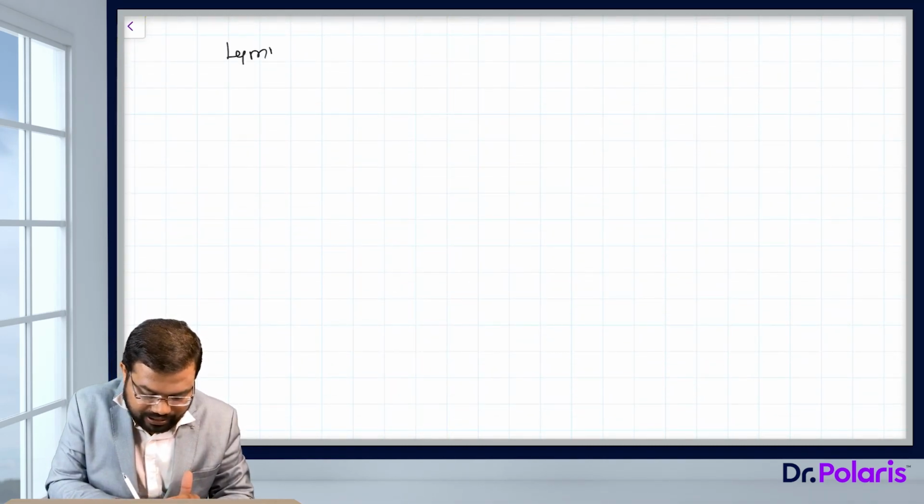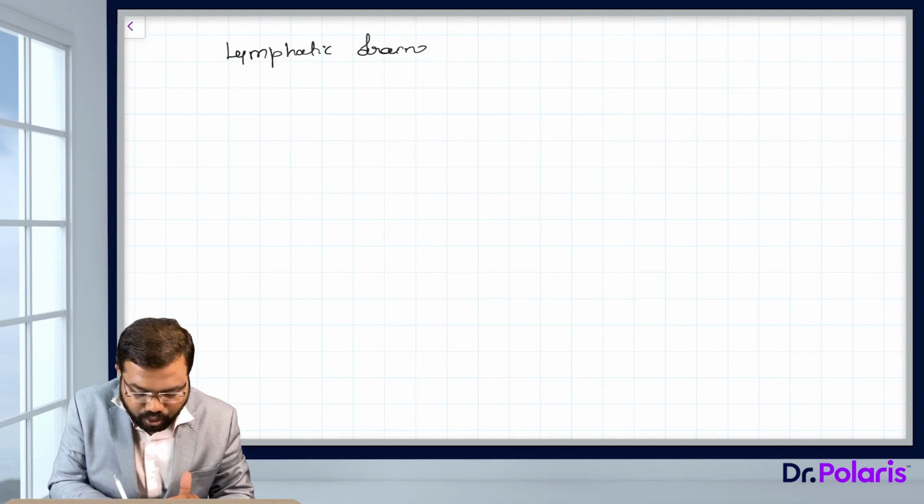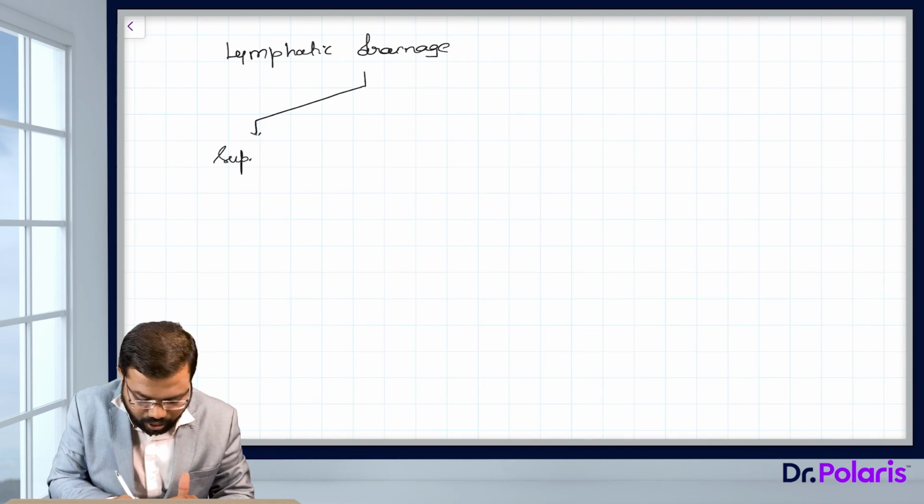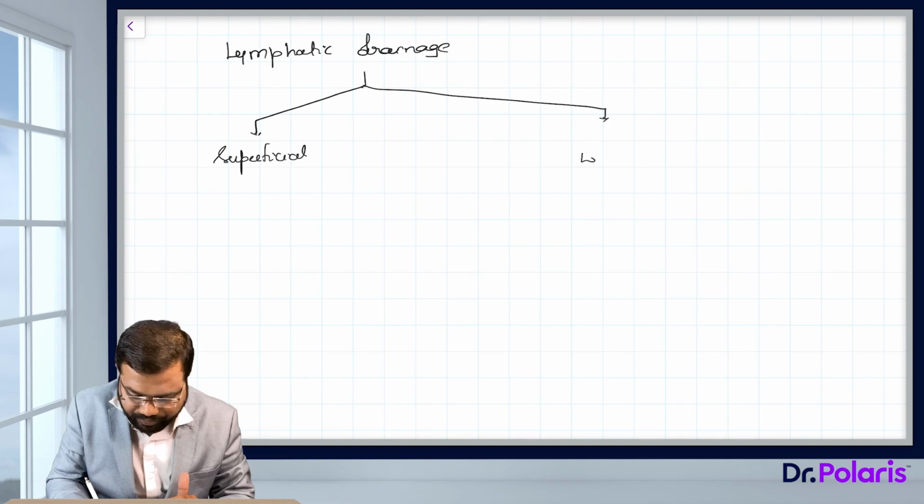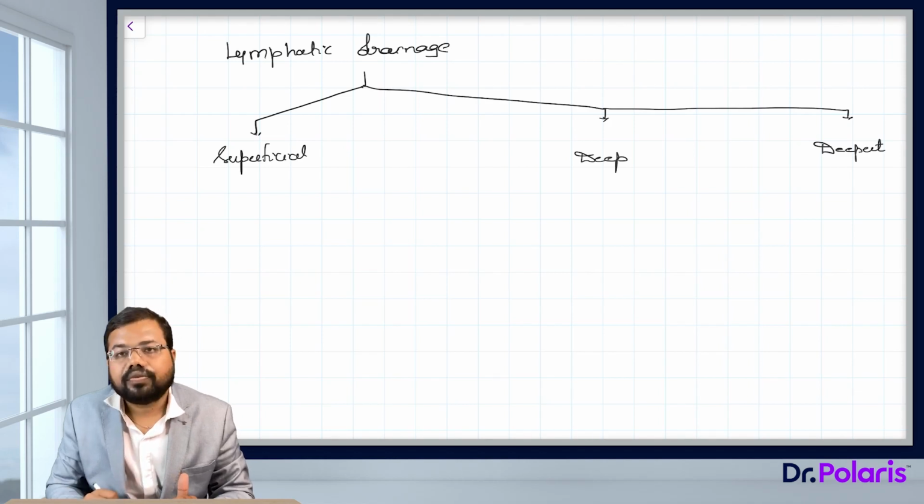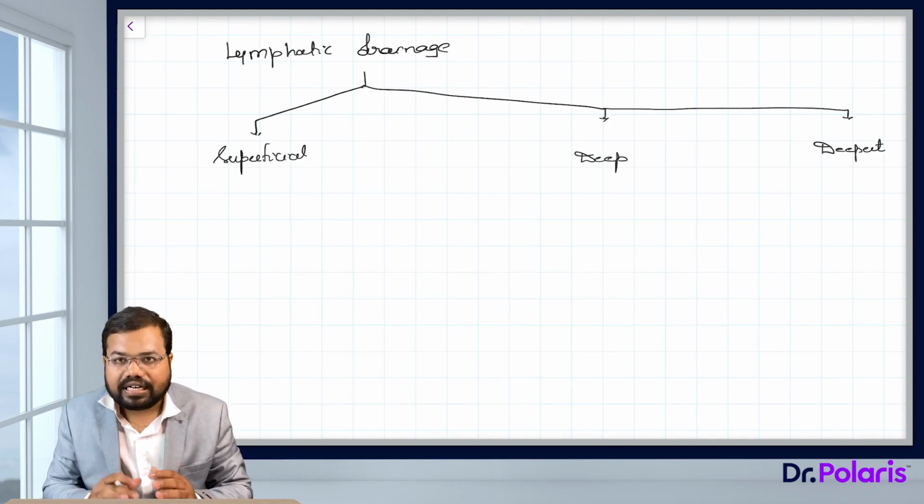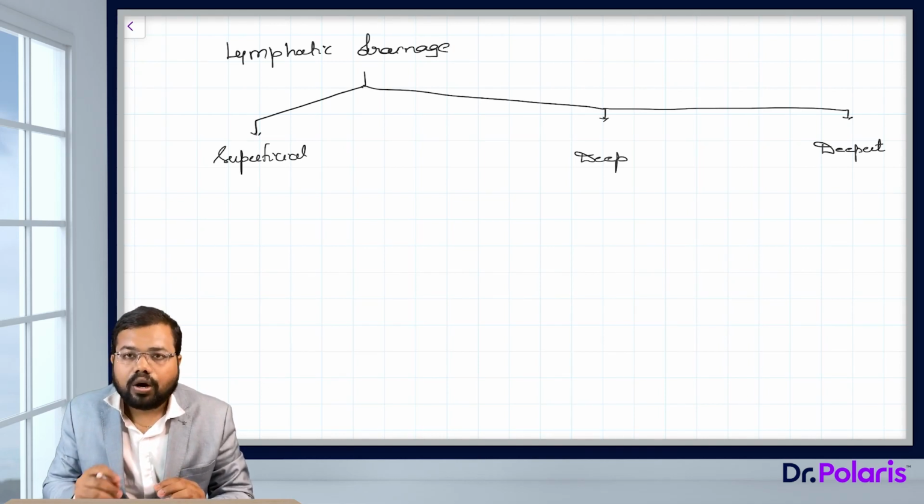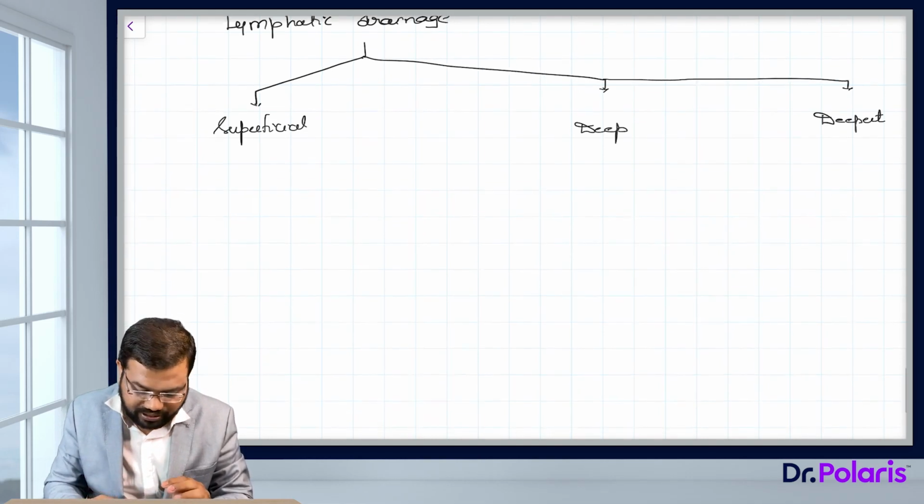So lymphatic drainage. This lymphatic drainage is divided into two parts. One is the superficial lymphatics, how they are draining in the superficial part. Another is deep. But in some books, they are called the deepest part of the lymphatic drainage. For your better understanding, I have divided this classification as superficial, deep, and the deepest. How will the superficial get drained? First, we will see that.